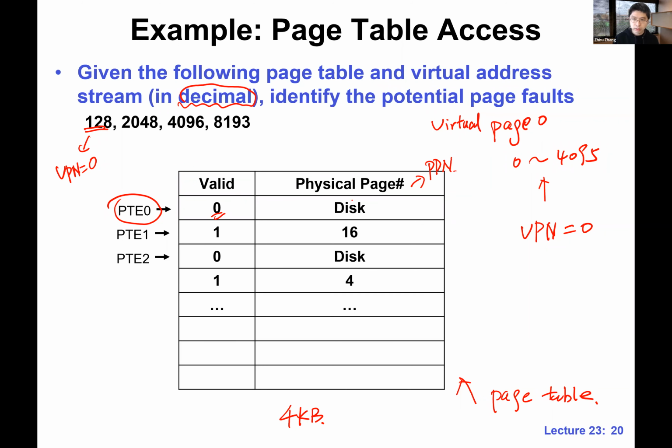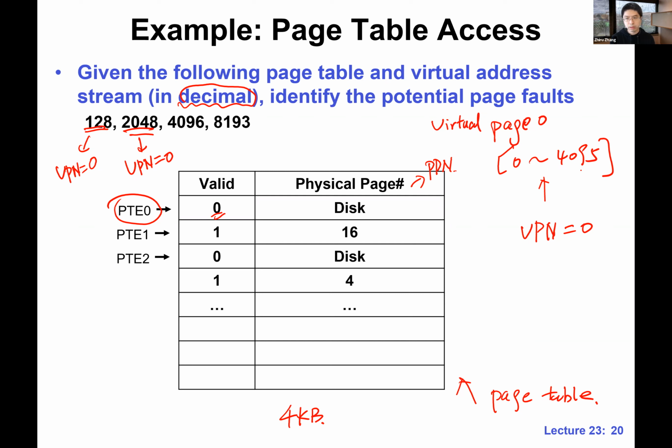And after this one, let me ask you about the second one. This is actually a very interesting discussion. What is the VPN for this one? Also 0, 2048. Also within this range. Second access, is this a page fault or not? Yes or no? No. So for those of you who are saying no, why is that?